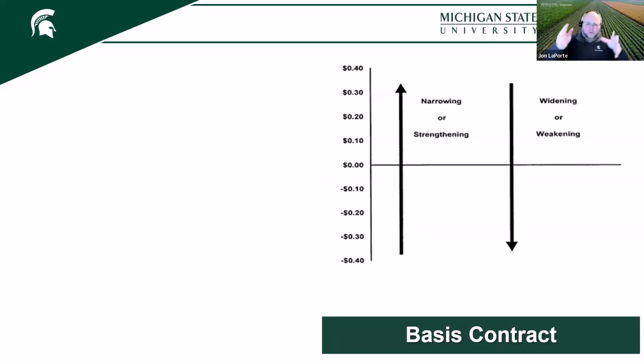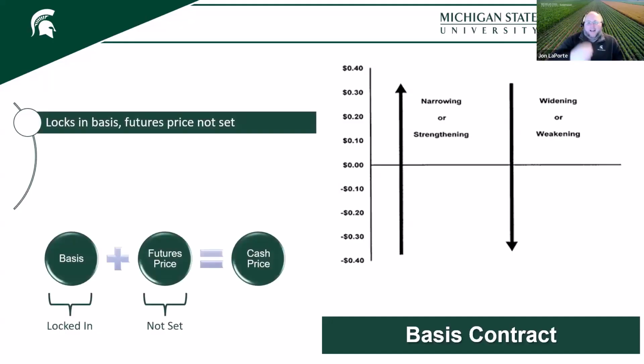And so basis contract. We talked last time about basis and this idea of it getting narrower or stronger, strengthening, as that difference between cash and futures gets closer, or sometimes cash gets above futures, or the idea that we're looking at whether it's widening or weakening, where the gap between cash and futures gets further apart. The idea with a basis contract is that you're going to lock in that basis. You think the basis is pretty strong, and you're concerned that it's going to get weaker. You think you're going to see that widening.